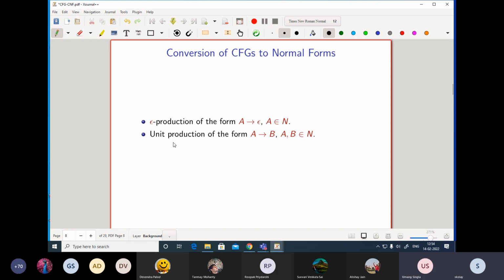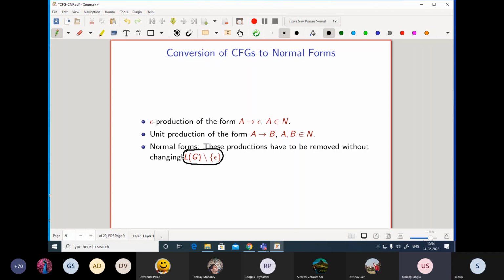And epsilon, what do we have to get rid of? In these normal forms, first and foremost, we cannot have epsilon productions, nor can we have unit productions. That is productions of the form A going to epsilon or A going to B, where B is also a single non-terminal. So these productions definitely have to be removed without changing the strings that are being generated other than epsilon itself.